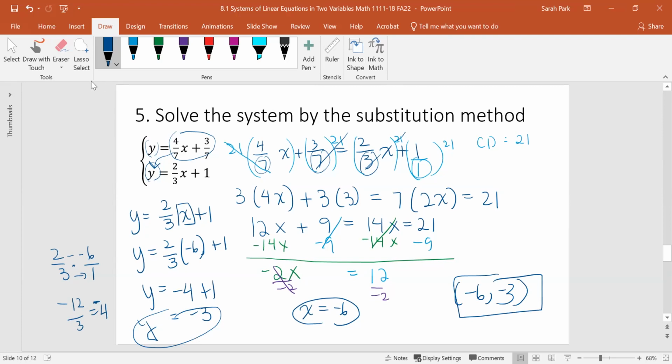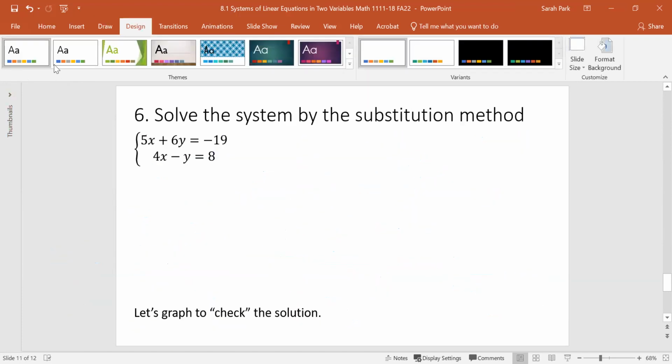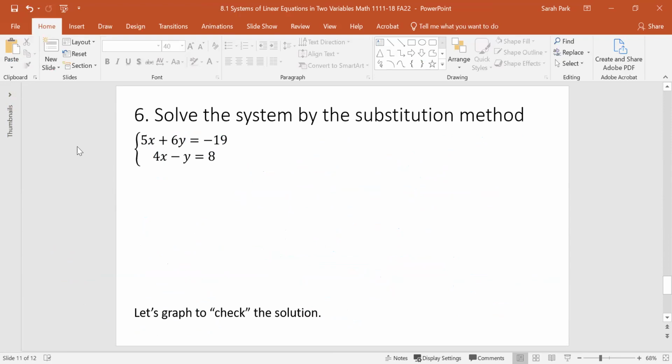Okay, let's take a look at number 6, 5x plus 6y equals negative 19, and then 4x minus y equals 8. This one we've actually done as the first problem, right? When we did eliminate y and also eliminate x. And so we could use the substitution method for this as well.